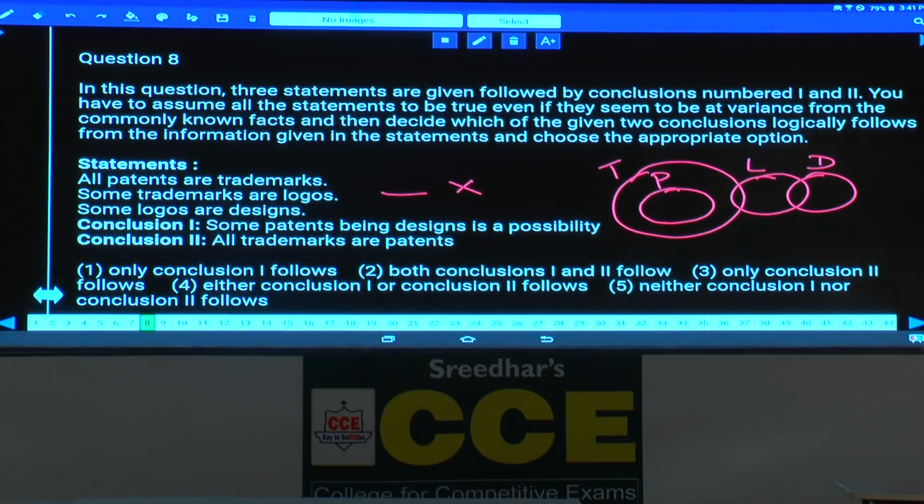Now this design, I am drawing like this. Tell me whether I can draw like this or not. If I draw like this, hence it is possible. Hence only conclusion 1 follows and it is given in choice 1. Question number 8, choice 1 is the answer. Done with this? Then the 9th one.